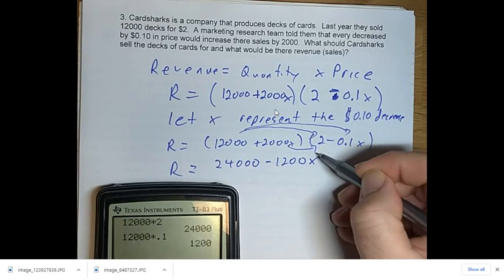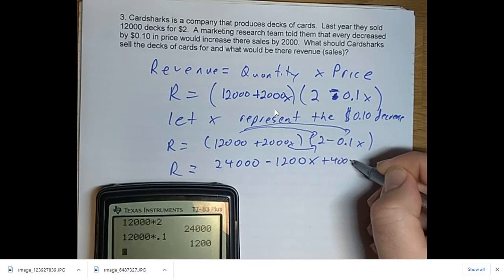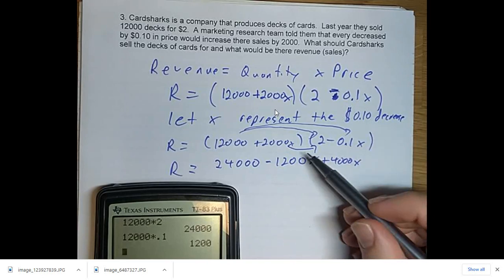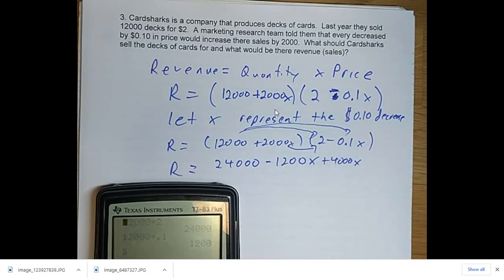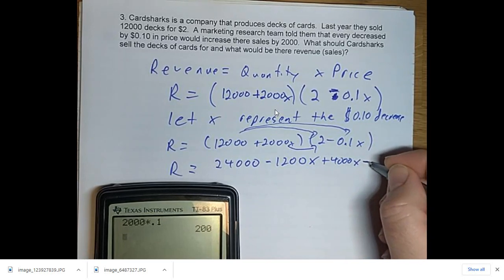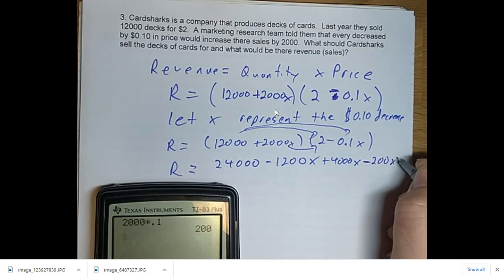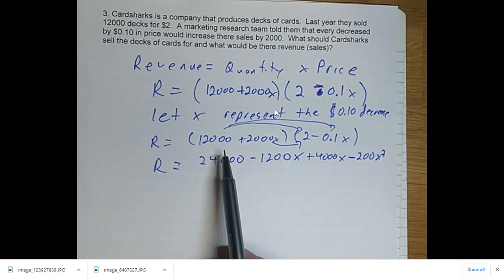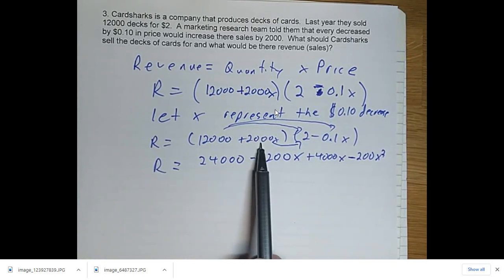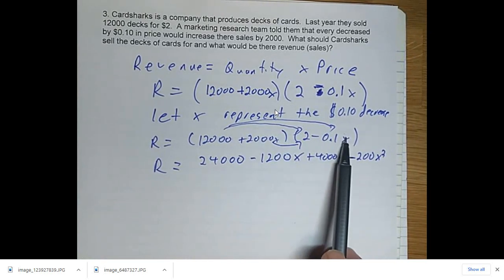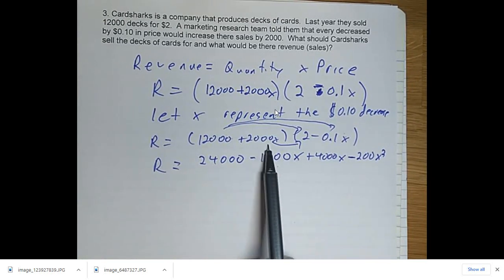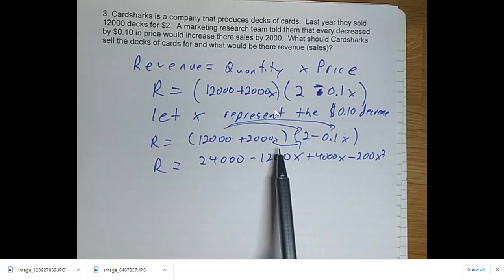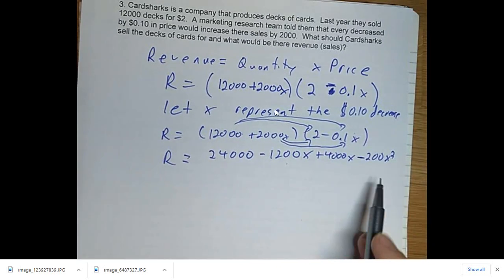I'm going to multiply that times that. I can see that's 4,000. So 2 times 2 is 4, and it's 4,000. And 2,000 times 0.1, times the last one, 0.1. And there's a double x, and there is a negative. So it's negative 200x squared. Let's make sure we know how we got all this. This times that is 24,000. 2,000x, this times 0.1 is negative 1,200x. This times that is 4,000x. And this last one times 0.1 is negative 200x squared.